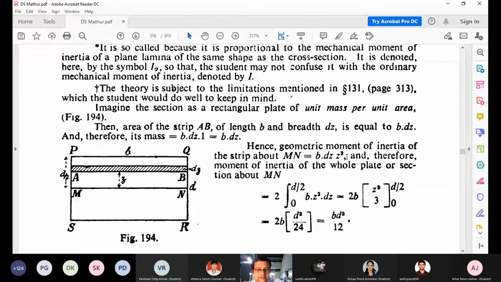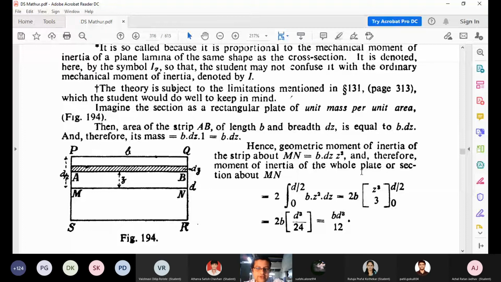So b dz z square becomes the geometrical moment of inertia of this strip, and that's what is I suffix g. That symbol we wrote over here is the moment of inertia. So don't get confused. Why does this moment of inertia term come over here?